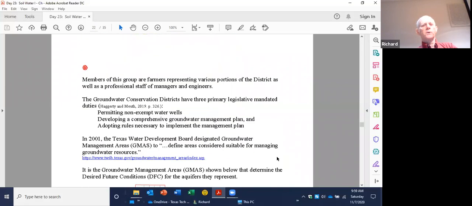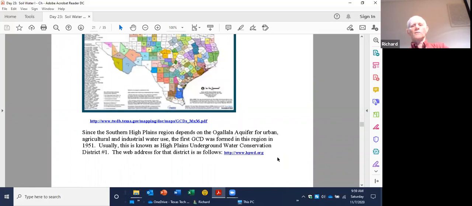Since the southern High Plains depends so much on the Ogallala Aquifer for urban, agricultural, and industrial water use, the first underground water conservation district was formed in the Lubbock region in 1951. If you do the math, you'll notice that this was before the Texas Water Development Plan in 1957. And typically this is known as the High Plains Underground Water Conservation District number 1, and there's their web address.